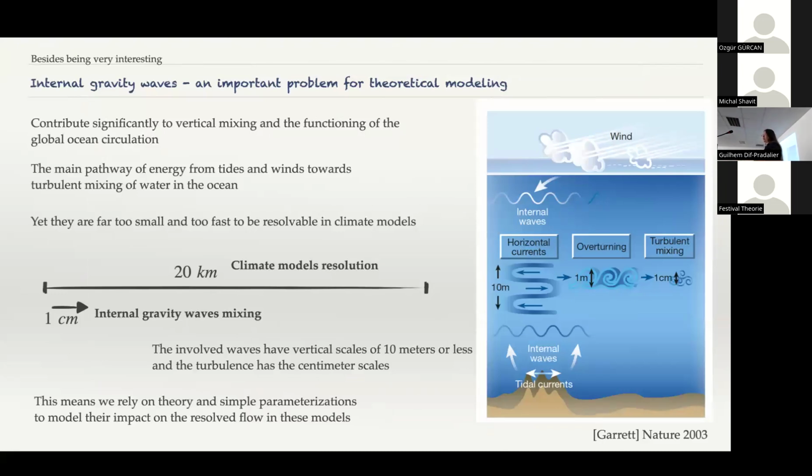Okay, and they also happen to be an important problem for theoretical modeling because they're considered to be the main trajectory of energy from winds and tide towards mixing in the interior of the ocean. And they currently are not accounted for properly in climate models because the internal gravity mixing is happening on the scales of meters and centimeters, and the climate model resolutions are about 20 kilometers. So now they're just being modeled with some diffusion, and we know that it's not good enough. So this is one motivation to study them theoretically.